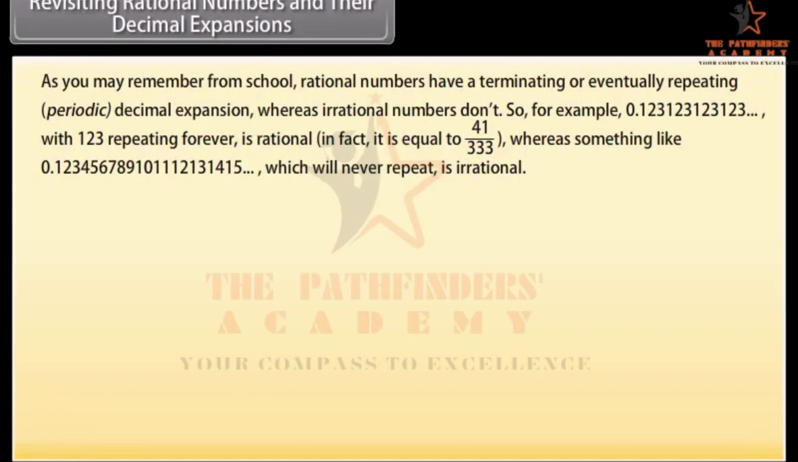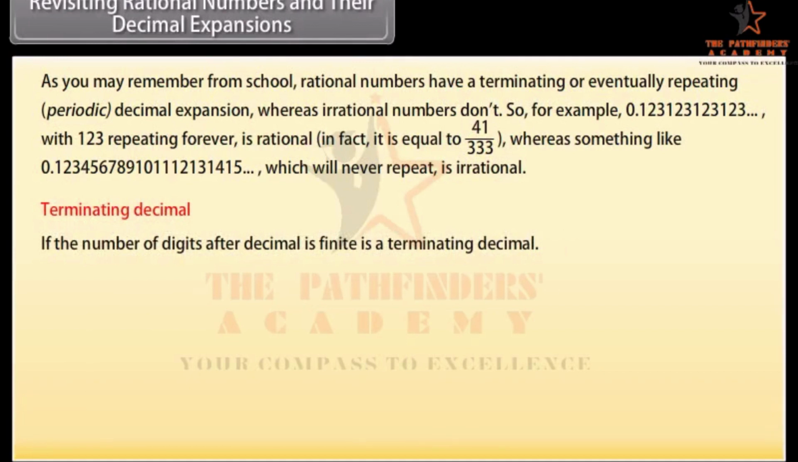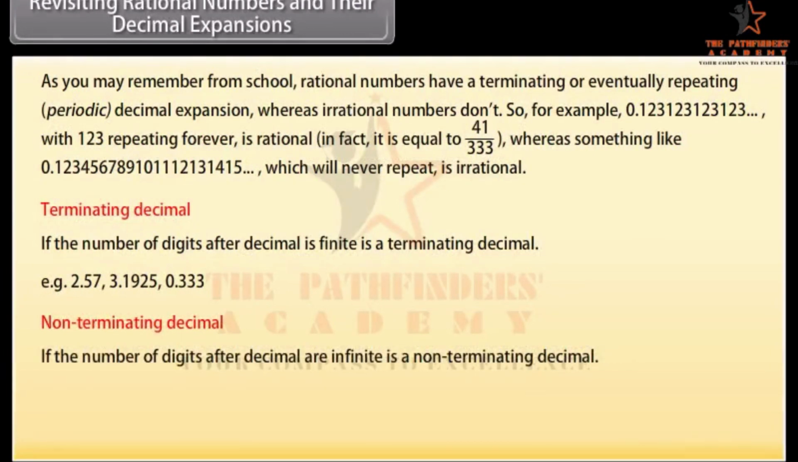Whereas something like 0.123456789101112131415, and so on, which will never repeat, is irrational. Terminating decimal: if the number of digits after the decimal is finite, it is a terminating decimal. Example, 2.57, 3.1925. Non-terminating decimal: if the number of digits after the decimal is infinite, then it is a non-terminating decimal, for example 0.333.